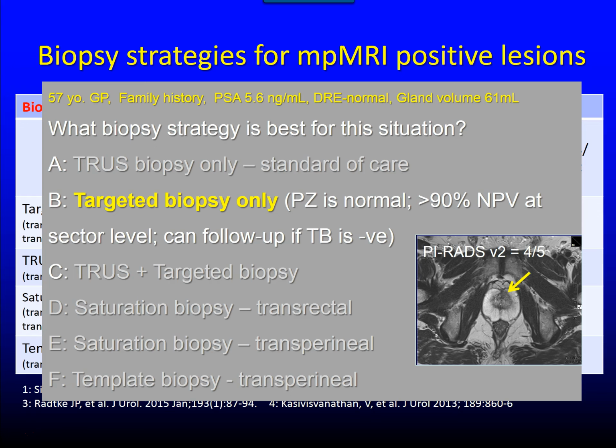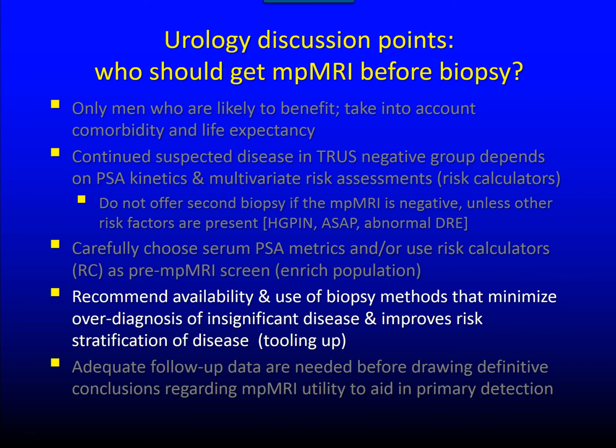So in this particular patient, what did we do? We did a targeted biopsy alone because the peripheral zone is completely normal, and we know that the negative predictive value at the sector level is more than 90 or 95%, and the peripheral zone can be followed in the future.